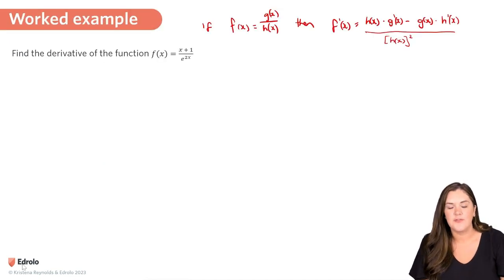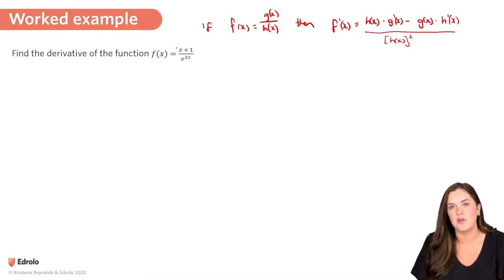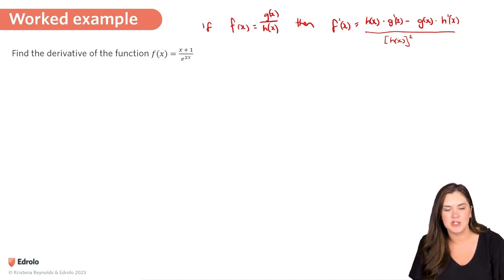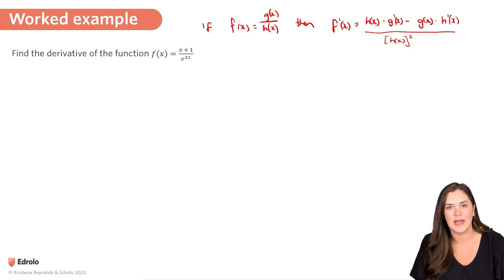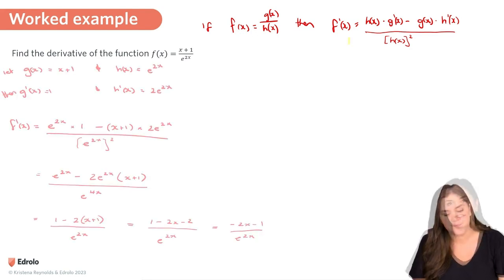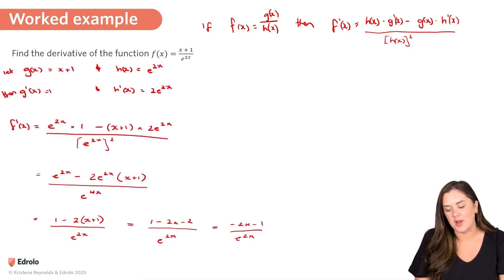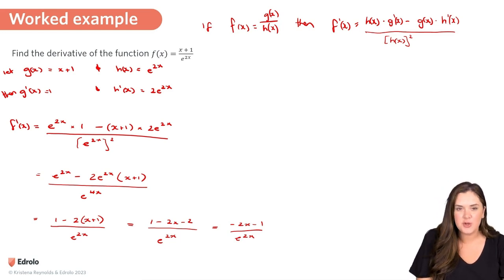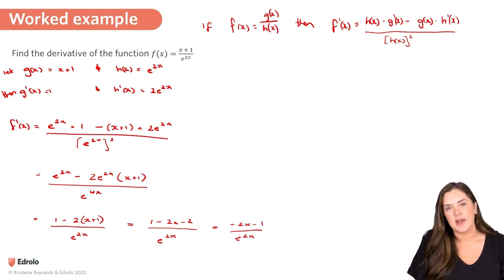Our first example, we are finding the derivative of this function here. We have f of x equals x plus 1 over e to the power of 2x. So again, firstly, identifying your two different functions. So I'm going to let g of x equal the numerator and h of x equal the denominator. So to start with, I've just written the quotient rule at the top here, just as a point of reference for you. But what we need to do is write our two separate equations for our numerator and our denominator.